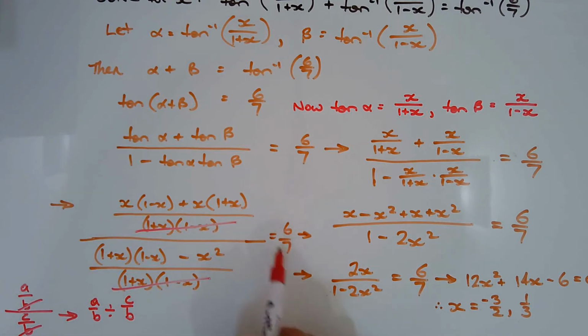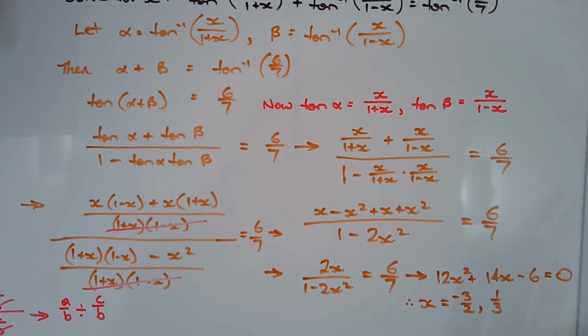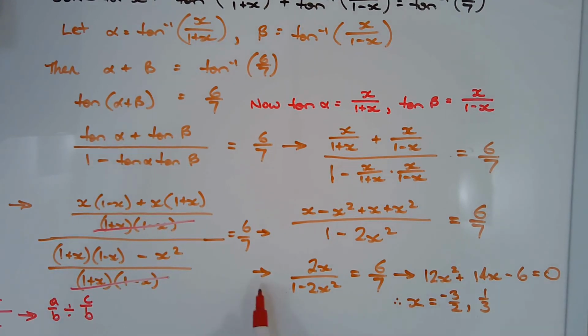Now again, all of that's equal to 6 on 7. So once we cancel out these two denominators, it looks a little bit simpler now. So we end up with x minus x squared plus x squared over 1 minus 2x squared is equal to 6 over 7. And that's equal to 2x over 1 minus 2x squared, which equals 6 over 7. So just collecting the like terms, of course.